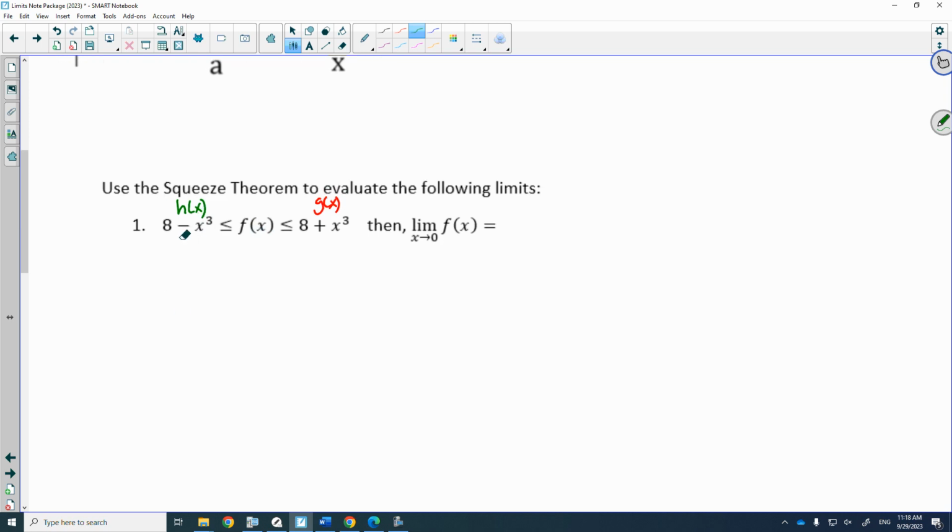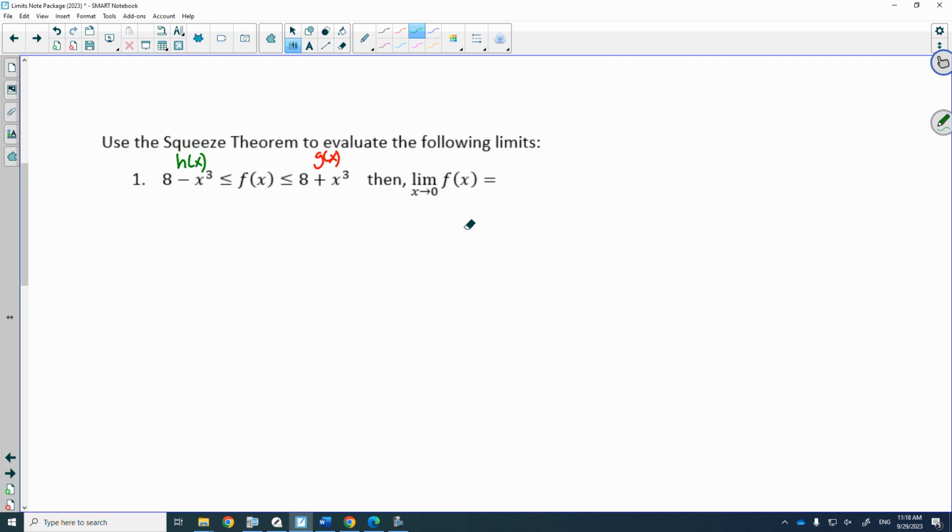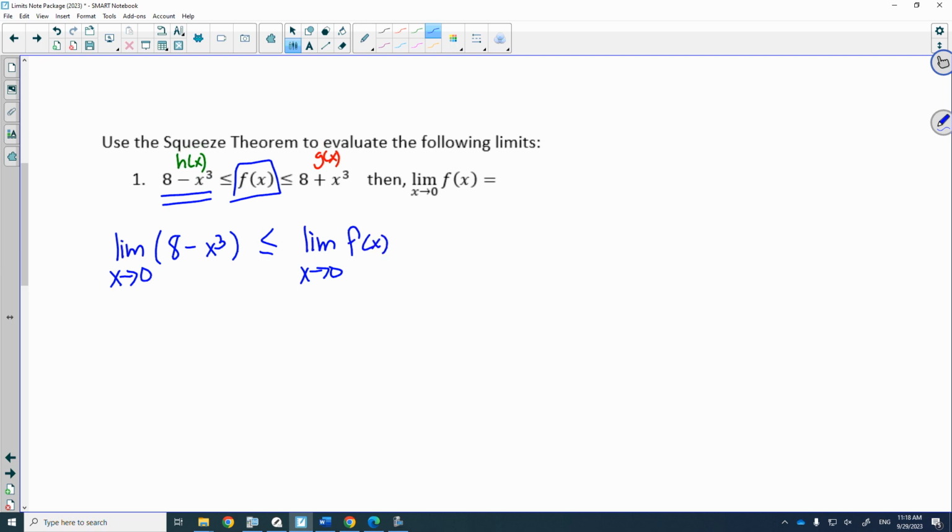So the first thing we do is apply the limit to every single expression. So I want the limit as x approaches 0 of f of x. I'm going to apply that same limit to each expression in the inequality. So I'm going to say the limit as x approaches 0 of 8 minus x cubed is less than or equal to the limit that I'm trying to evaluate, the limit as x approaches 0 of f of x, and that is less than or equal to the limit as x approaches 0 of 8 plus x cubed.